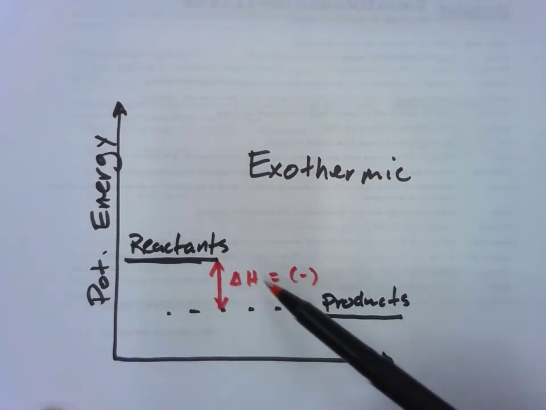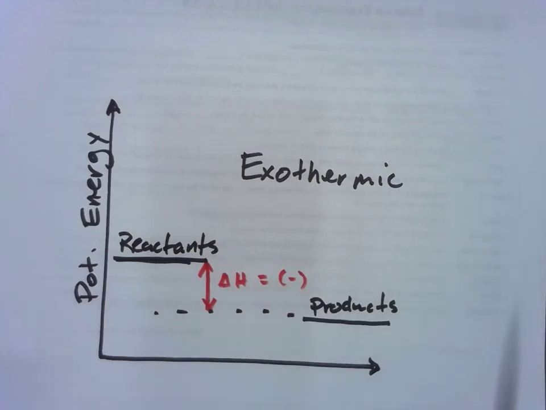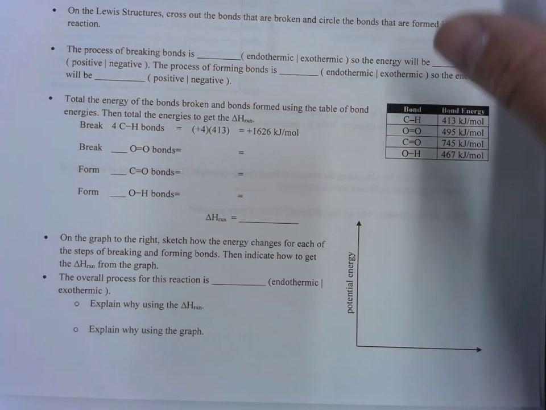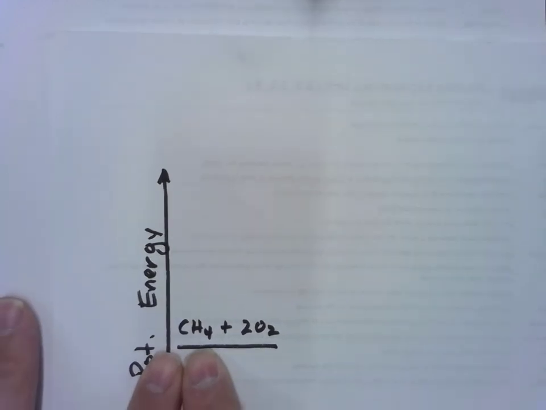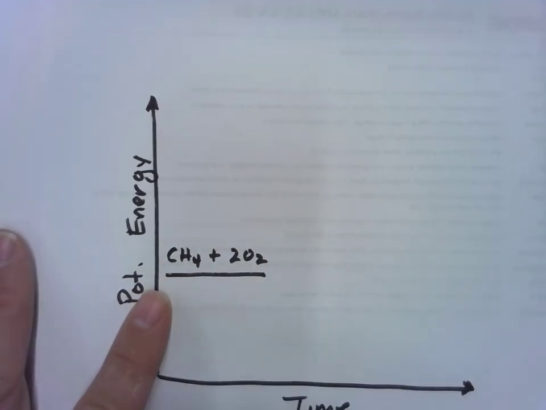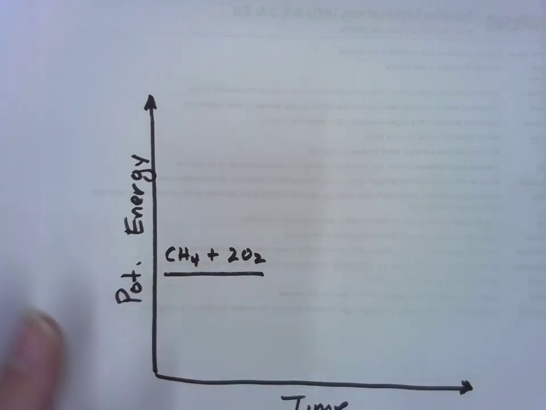Now, why does the graph look like this? Why does it go downhill like this? Well, we can actually now calculate what's going on very specifically and get an understanding of why these graphs look the way they do. We look at the reaction, the combustion of methane, CH4, and oxygen. In order for this reaction to take place, we need to break several bonds.